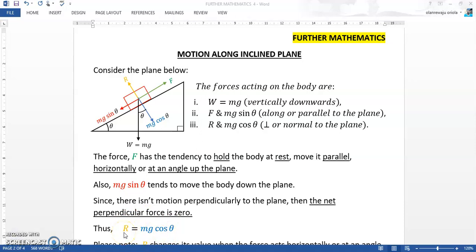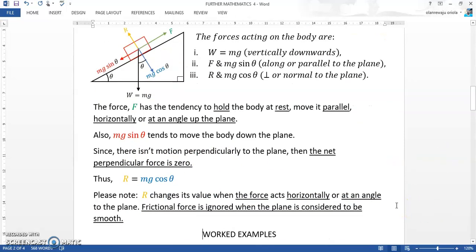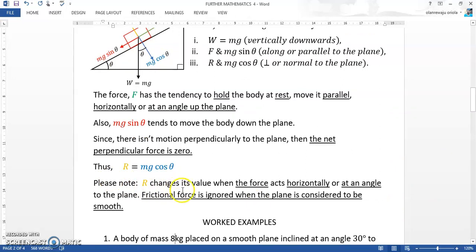We can write this as mg cos theta equals R. And when we take the difference between these two, we get 0, which means that the net perpendicular force must be 0 in this case. Now, please note R changes its value when the force acts horizontally or at an angle to the plane. Frictional force is ignored when the plane is considered to be smooth.